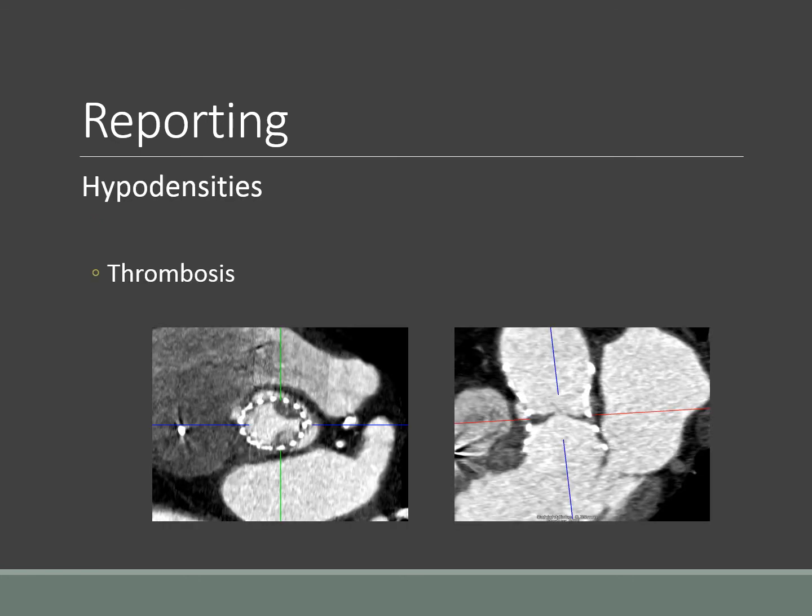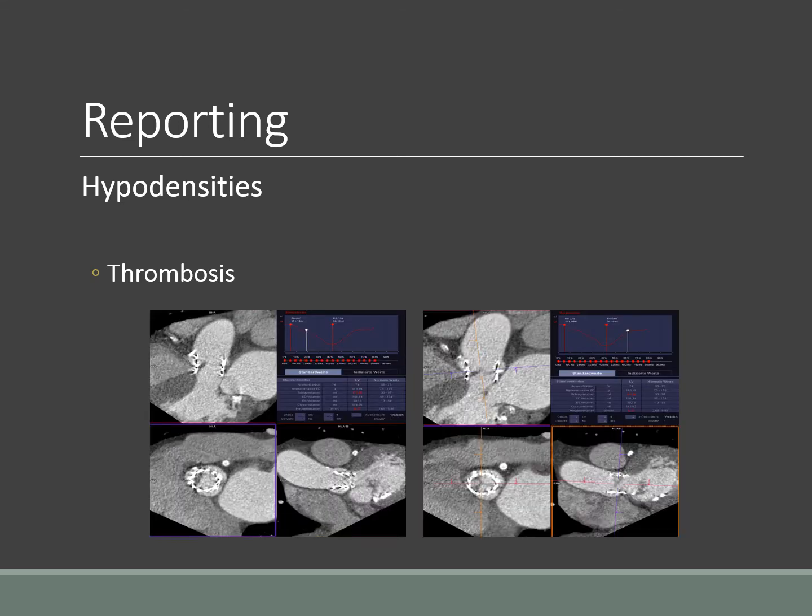However, as you may see in this case, for example, there is newly developed hypoattenuation along the leaflets of the TAVI after implantation. This represents a case of thrombosis because this newly developed hypoattenuation was identified shortly after the implantation, less than 12 months after the implantation, and it is on the leaflets of the TAVI. This indicates a thrombosis and excludes a pannus formation.